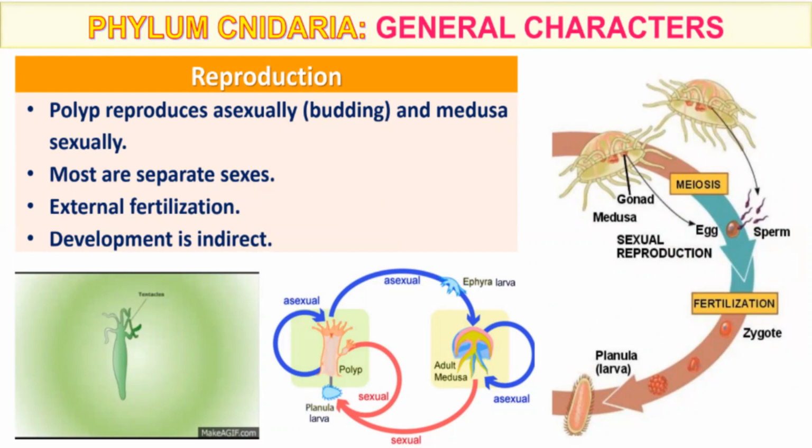Most are separate sexes. External fertilization. What is external fertilization? You can see here, egg is released outside, sperm is released outside. By this, fertilization will take place, zygote will be formed, larva will be formed, and then you will get the organism. The sperm and the egg are released in the water, they come in contact with each other, they fertilize, and then the zygote will develop into larva. Now, by seeing this word larva, is it direct or indirect? Indirect. So development is indirect.